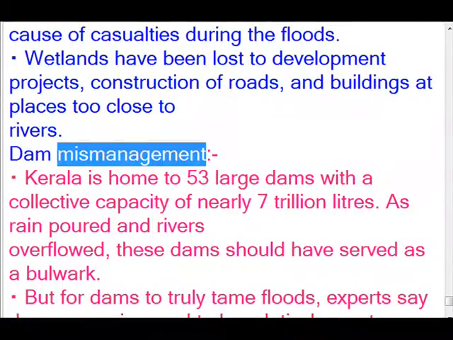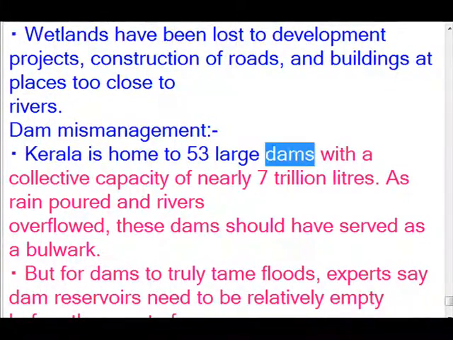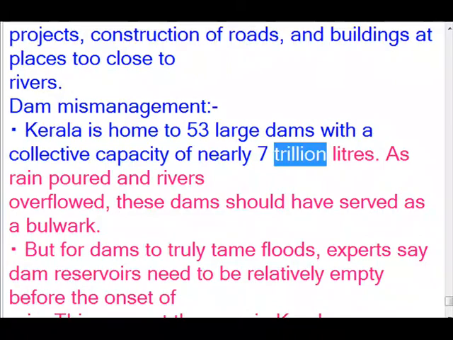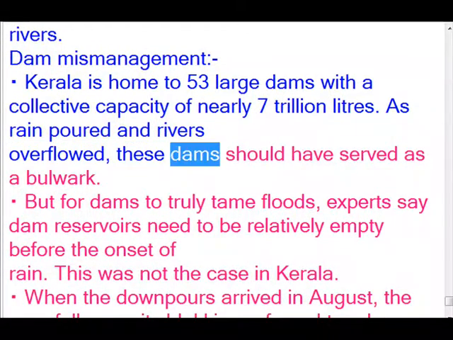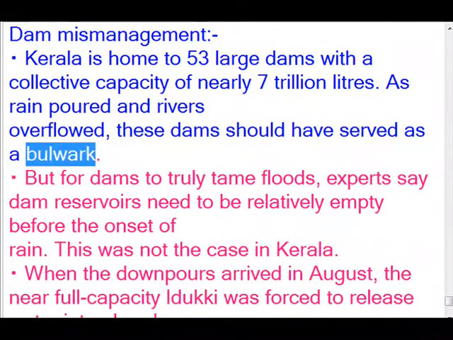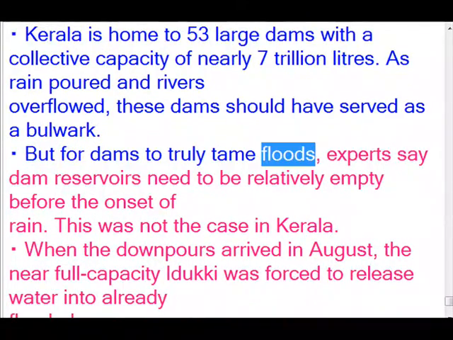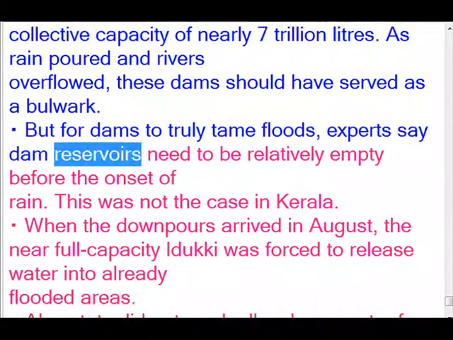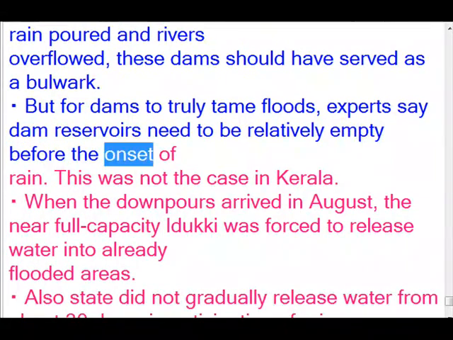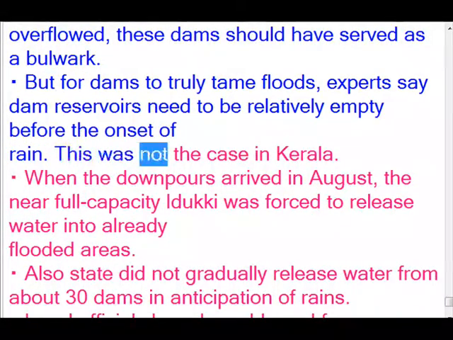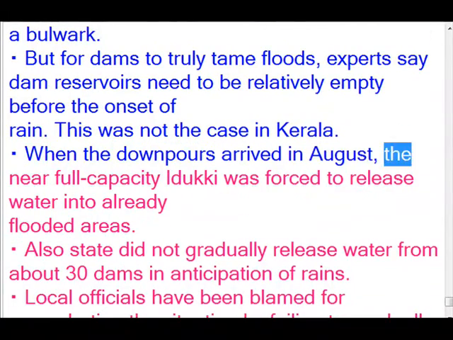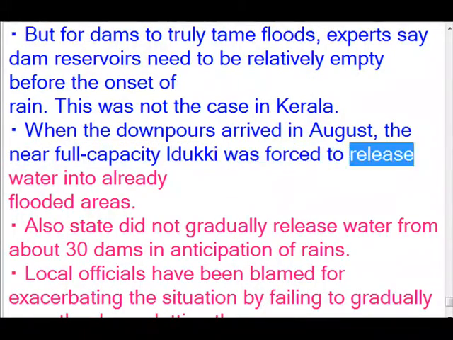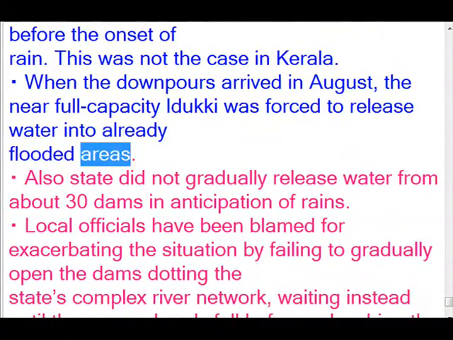Dam Management. Kerala is home to 53 large dams with a collective capacity of nearly 7 trillion liters. As rain poured and rivers overflowed, these dams should have served as a bulwark. But for dams to truly tame floods, experts say dam reservoirs need to be relatively empty before the onset of rain. This was not the case in Kerala. When the downpours arrived in August, the near full capacity Idukki was forced to release water into already flooded areas.